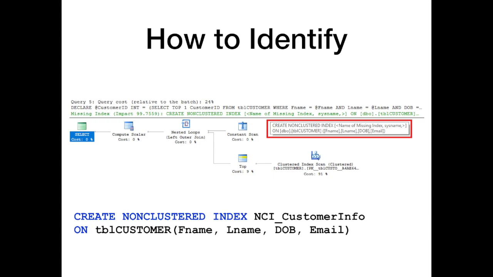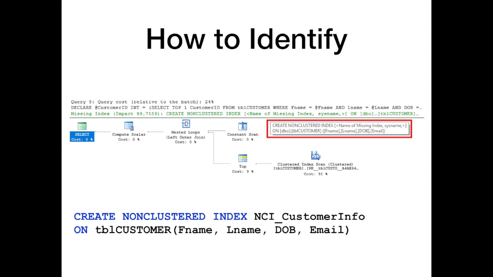The great news is that if the SQL Server query optimizer notices this, it'll tell you verbosely that it's missing an index, and you stand to gain 99% improvement if we add an index here. So in this case, it even tells us exactly what we need to do to create an index. Because we are using the where clause to filter on first name, last name, date of birth, and email, it stands to reason that it would be pretty beneficial to add a non-clustered index on these values.